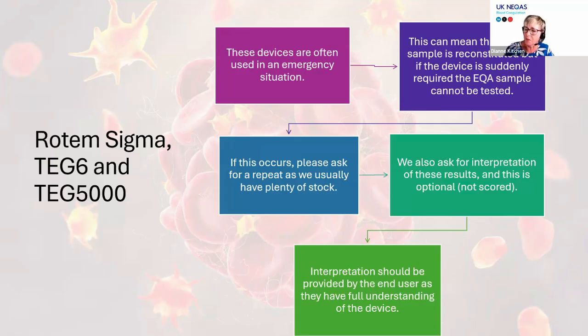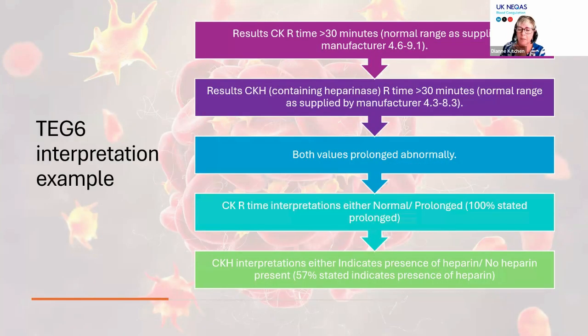We ask for interpretation on these results in a similar way to the D-dimer, but in this case we don't score them, it's for information only. We really recommend that the end user themselves provide the information, and I'm going to show you why. This is an example from the TEG6, and we send samples that challenge the devices. In this case, we saw no clotting or greater than 30 minutes with the CK-R time. And this is the initial burst of clot in the R time.